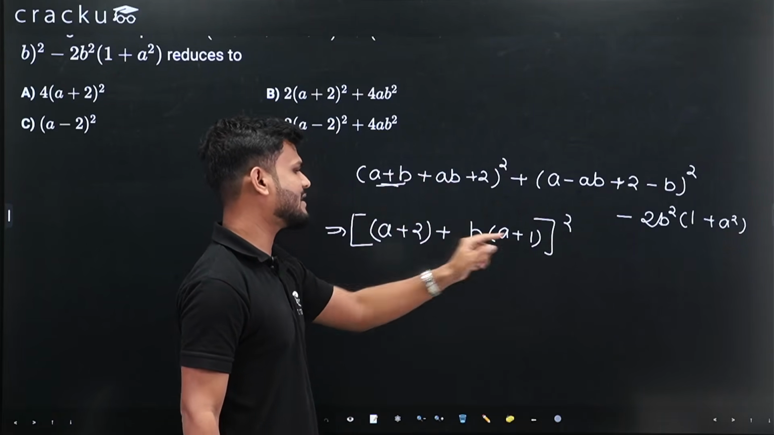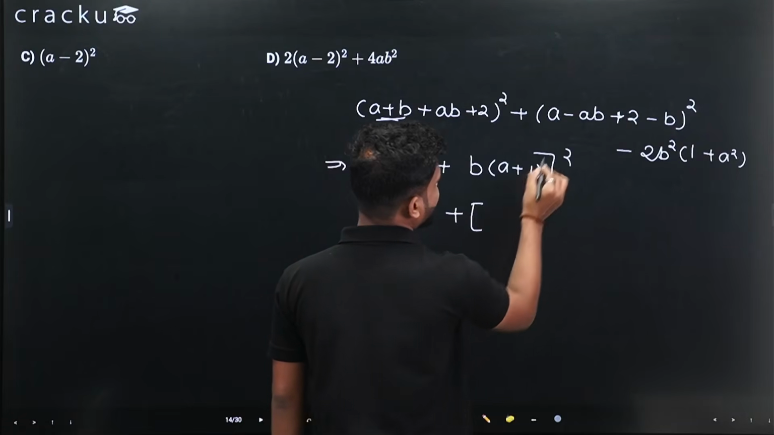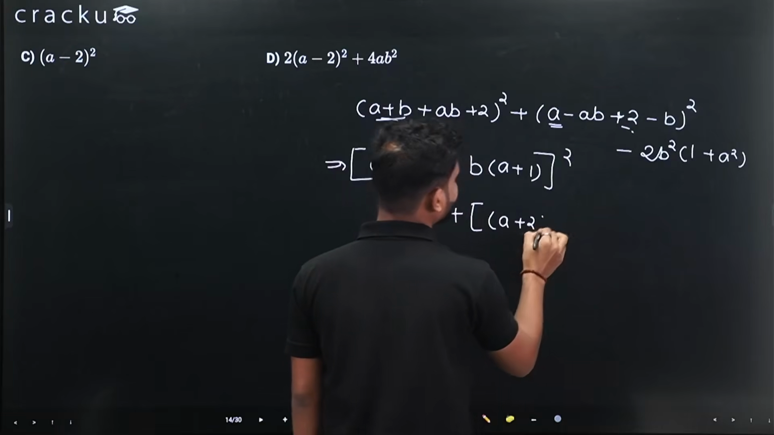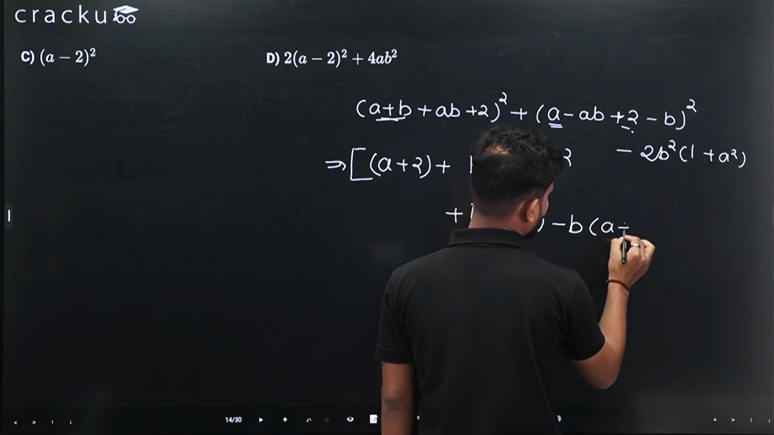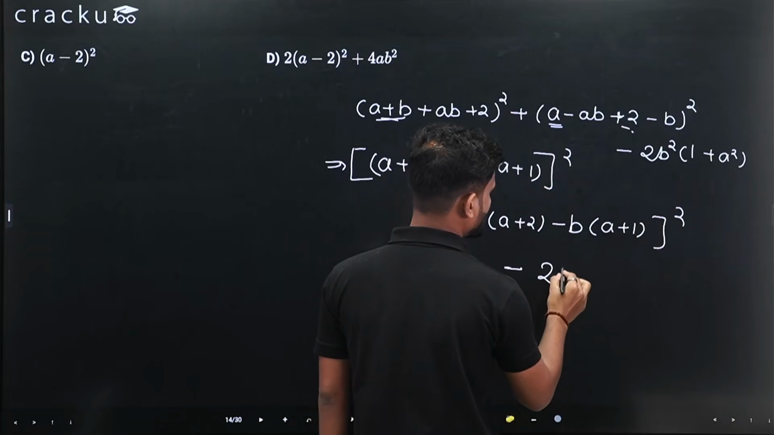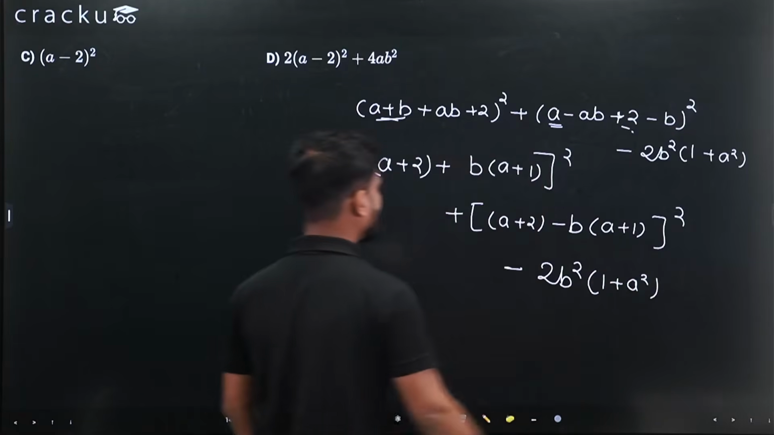and inside the bracket I will get a plus 1, that is whole square, plus I can write this as a plus 2. So a plus 2. Here I will take minus b common, minus b into (a plus 1) whole square, and here I have minus 2b square into (1 plus a square), correct?